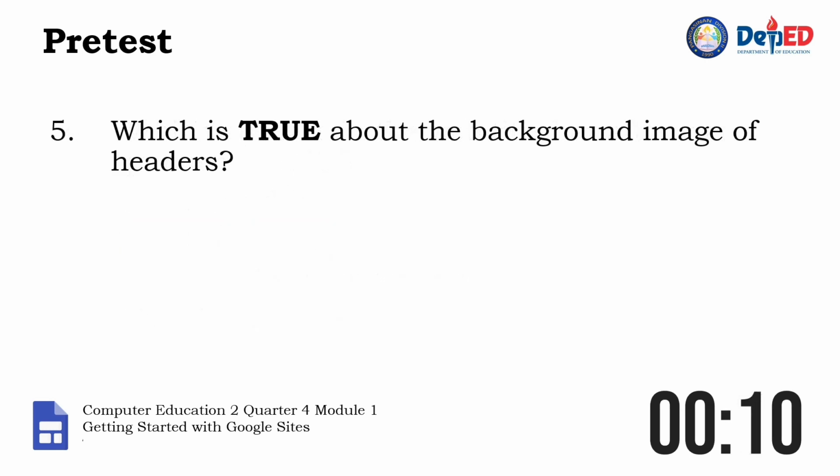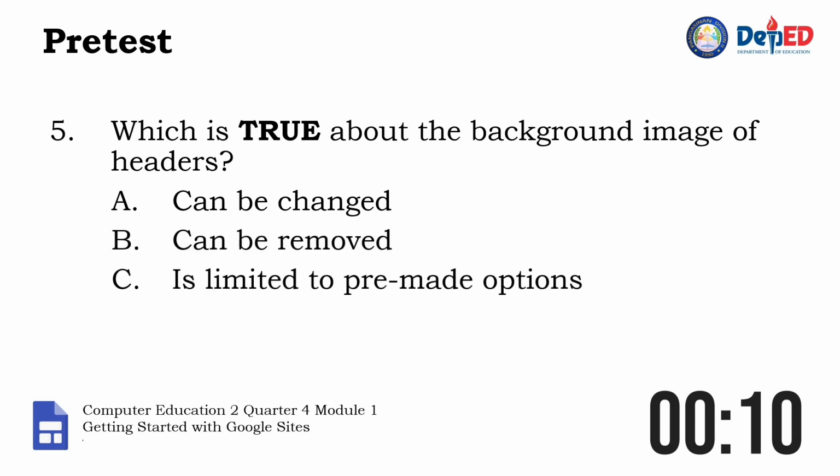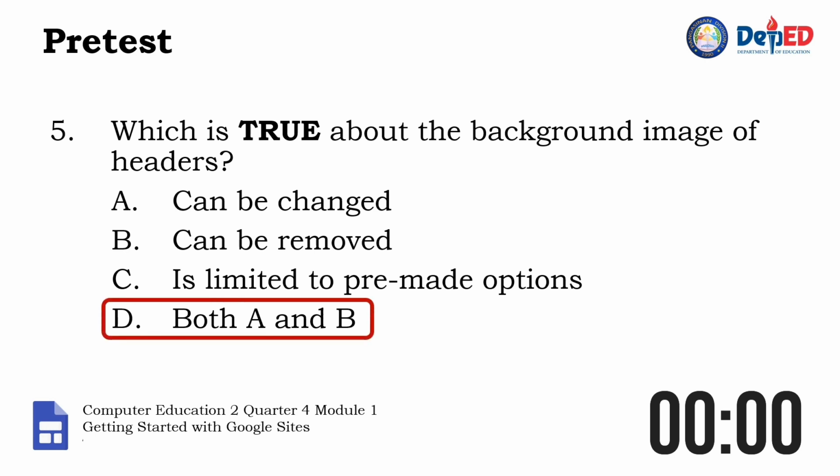5. Which is true about the background image of headers? A. Can be changed. B. Can be removed. C. Is limited to pre-made options. D. Both A and B. If your answer is D, then you are correct.